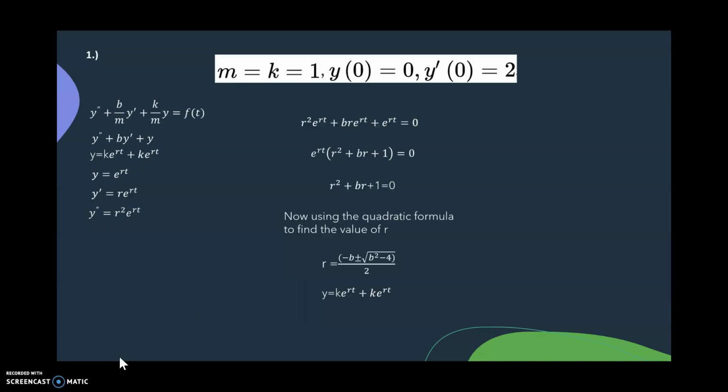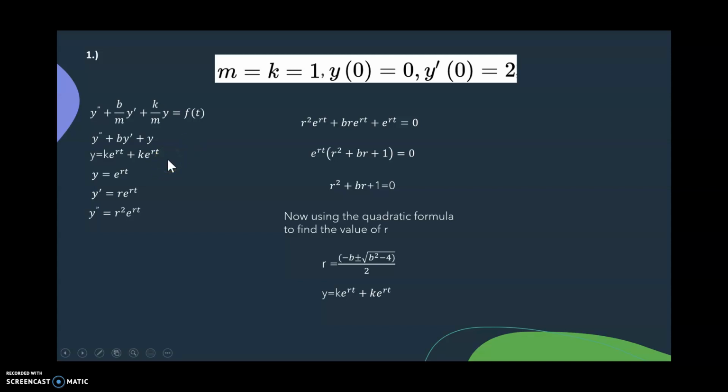Now, for part 1, we have to solve the ODE, and before we do that, we have to look at our known values, which are m and k both equal to 1, and when t is 0, y will also be 0, and when t is 0, the derivative of y will be equal to 2. Now when we plug in m and k into the equation for f of t, we're left with the second derivative of y plus b times the derivative of y plus y.